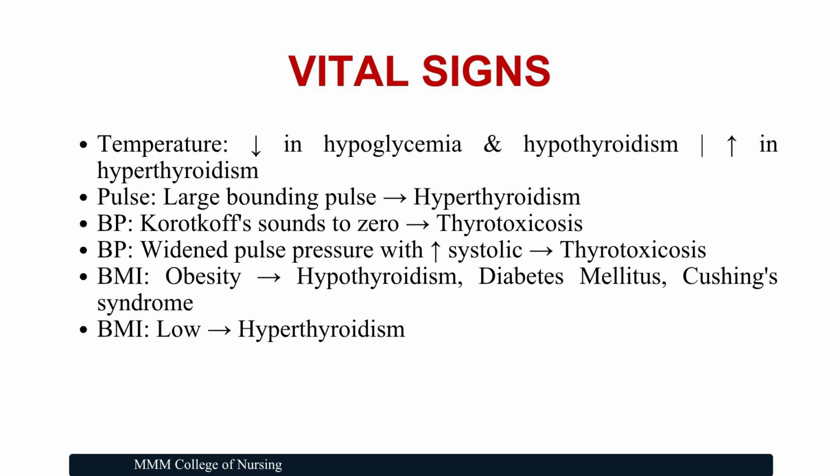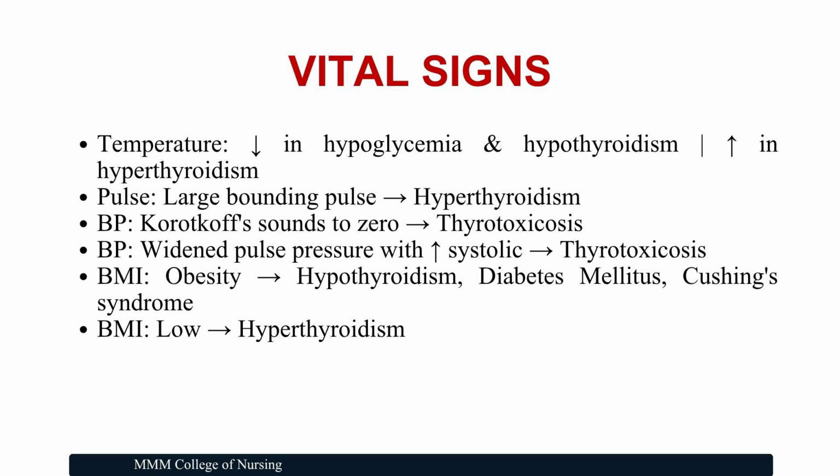And in thyrotoxicosis you may find Korotkoff sounds going all the way down to 0 when measuring blood pressure, meaning you cannot determine the diastolic accurately. You will also see a widened pulse pressure with high systolic. Both are signs of a hyperdynamic cardiovascular state in thyrotoxicosis.